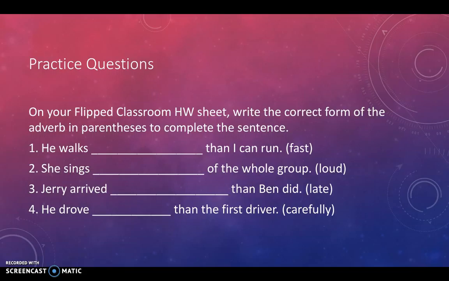Number 2 is comparing her singing to the whole group. That is superlative. So you either add est or most. Number 3 is comparing Jerry and Ben and when they arrived. That's comparative. Add er or more. Number 4 is comparing how he drove and how the first driver drove. That's comparative. So the only superlative adverb is number 2. Numbers 1, 3, and 4 follow the rules of the days we've talked about before.